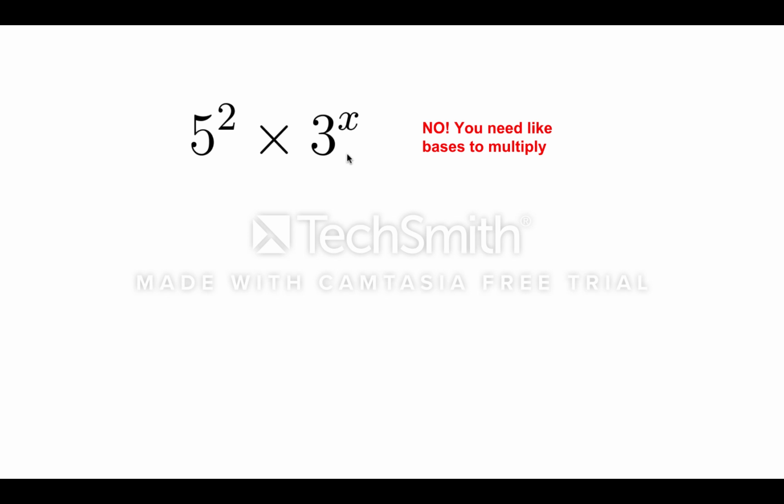So let's fix that. Now we have 5 squared times 5 to the x. Much better. Use a number for x and see if you can figure out the pattern. What will we do in order to multiply two exponents? To multiply the two exponents, we're going to add them. That's like saying 2 to the 1 times 2 to the 1. Well, that's 2 to the 2.